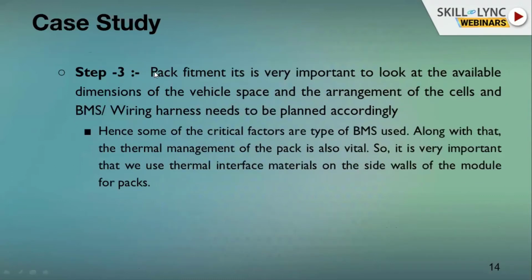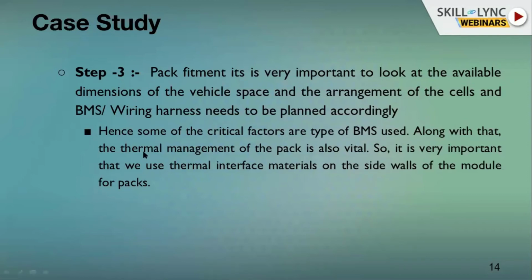Now the next most important is pack fitment, because now we have assumed a three-wheeler. Space usually doesn't become a big constraint, whereas in two-wheelers, yes, that becomes a really big constraint. That's the reason most two-wheelers use cylindrical cells, because it's a little bit flexible. So the next step is to choose the pack fitment into the available space dimensions, and how the cells have to be arranged so that you can arrive at pack dimensions that can easily go inside.